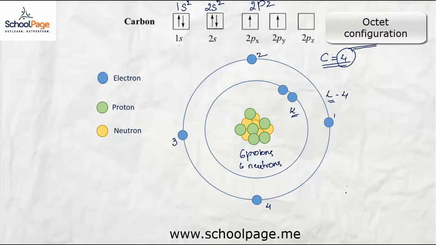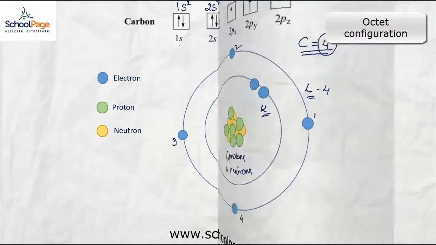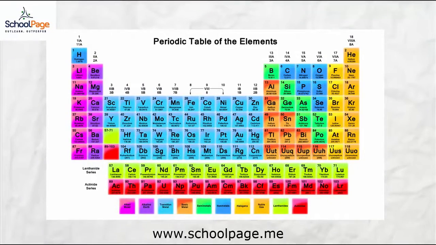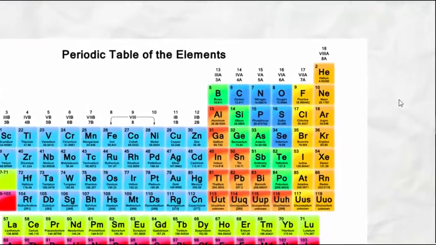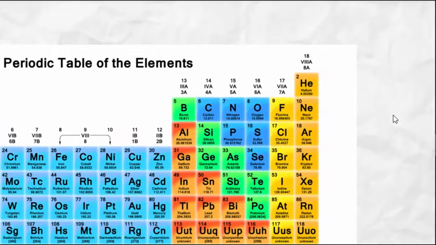Octet configuration, which is also known as noble gas configuration, has 8 electrons in the outermost shell of the atom. All the noble gases display such a configuration. We see 8 electrons in their outermost shell. Because of this, the noble gases are very stable. They do not enter into any kind of chemical reaction in normal circumstances.